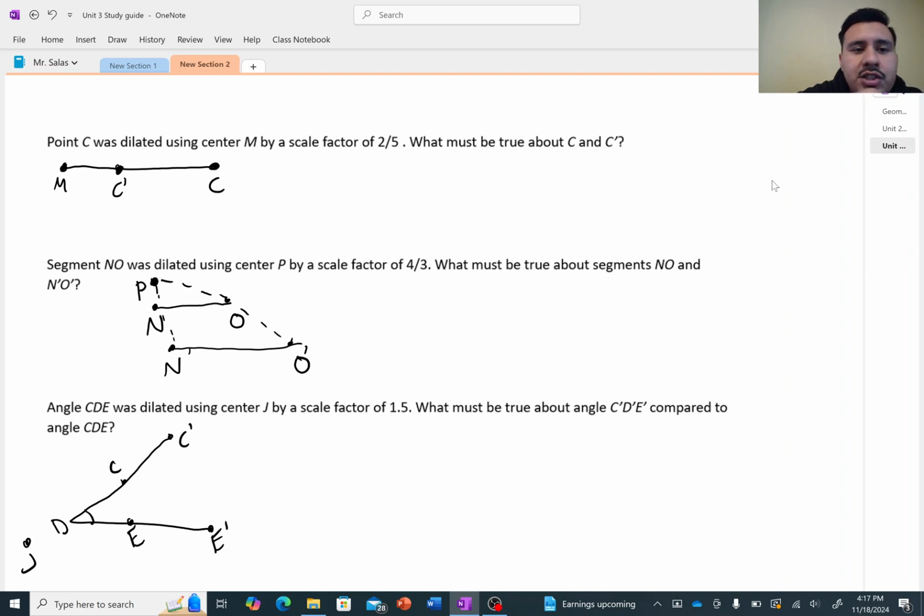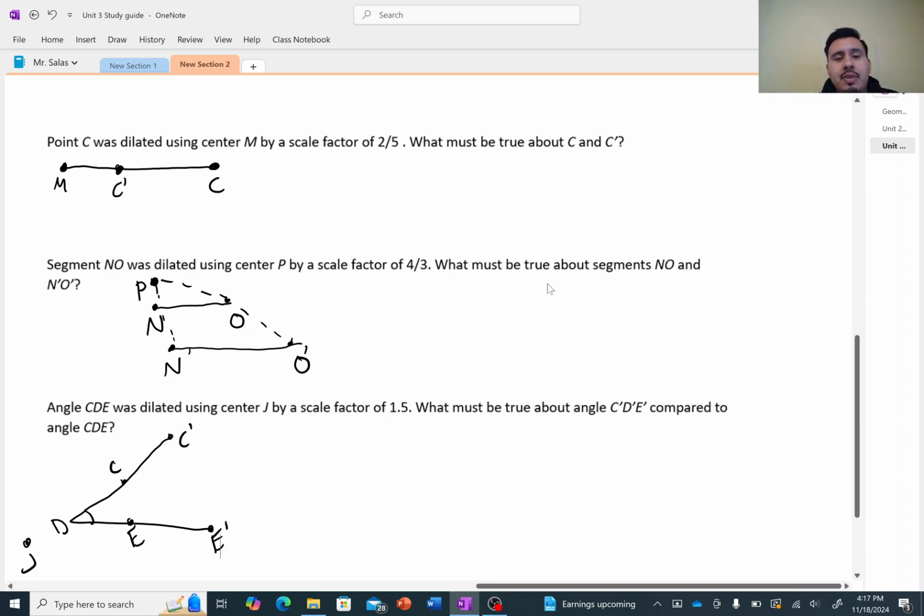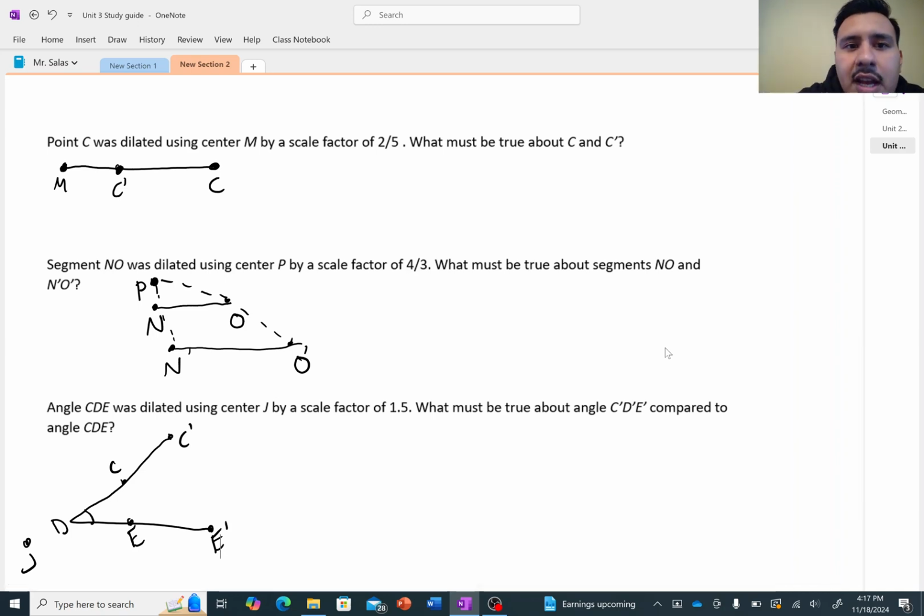Well, C is the original point and C prime has been dilated, so it's been moved closer to M by a factor of 2/5. That tells me that these 2 points are on the same line. So I'm going to go ahead and say if C and C prime are on the same line, then they must be collinear. So I'm going to say C and C prime are collinear, right? They're collinear. That means that they're on the same line. So they correspond to the exact same line, that is MC, okay? Let's look at the second one.